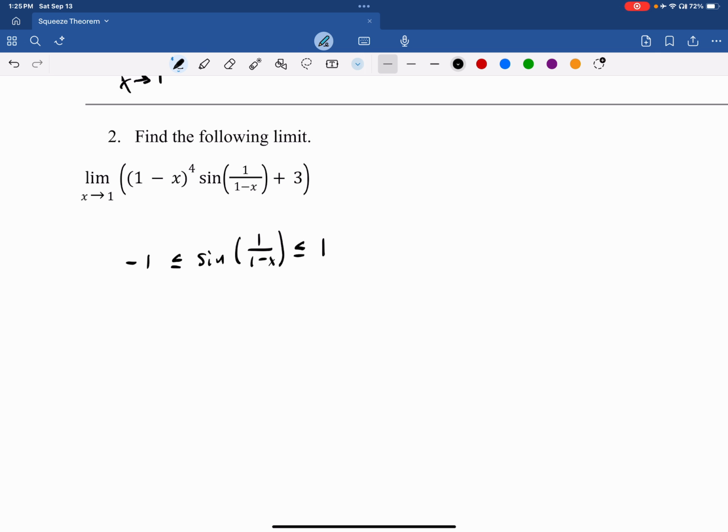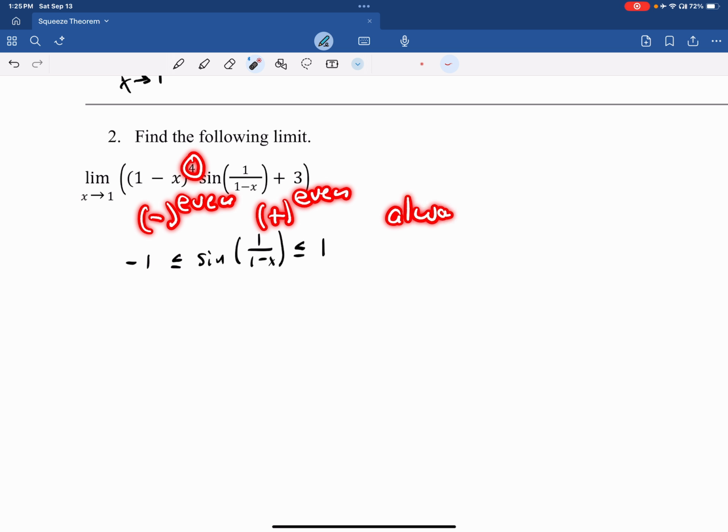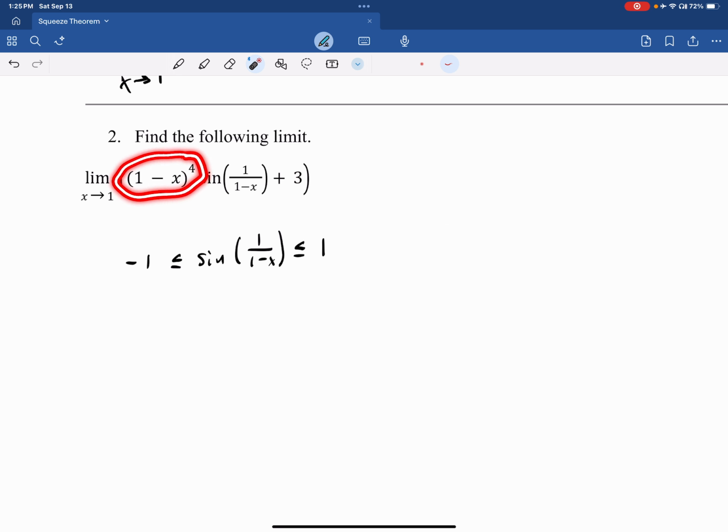Well, with inequalities, remember we can multiply by whatever we want or divide by whatever we want, unless it's negative. If it's negative, we do need to flip the inequalities. But in particular, what I want you to do is look at this. Think about 1 minus x raised to the fourth power. Because we have an even power, no matter what it is, if you put a negative number to an even power, or a positive number to an even power, that number is always positive. So this term right here is always positive.